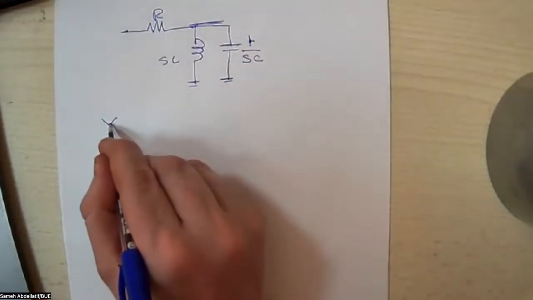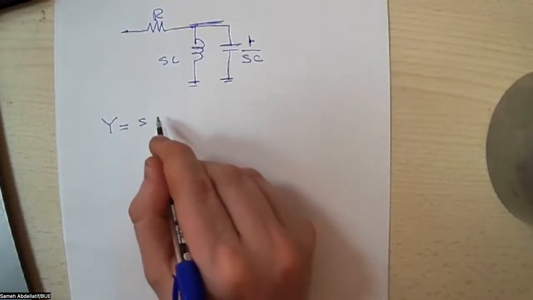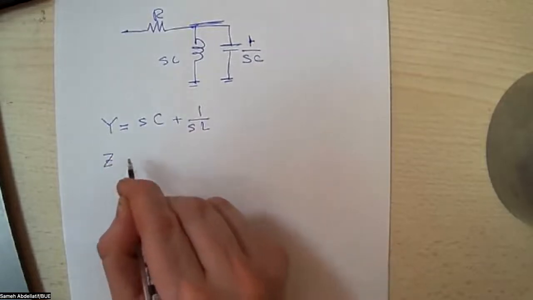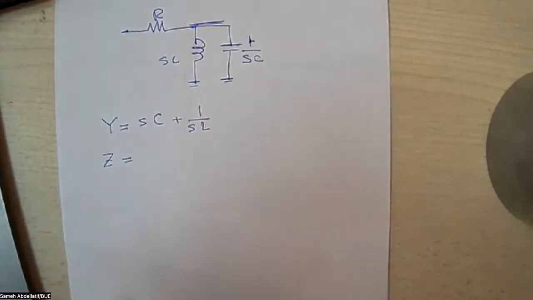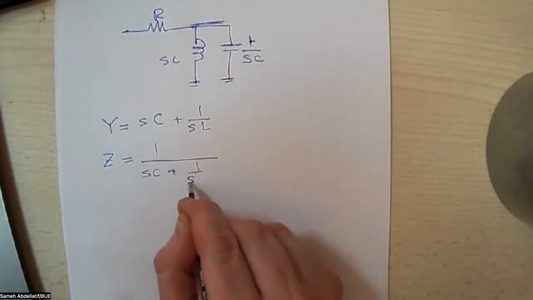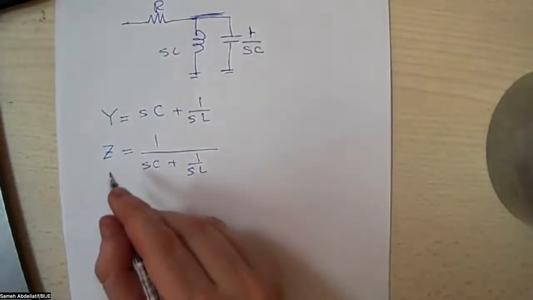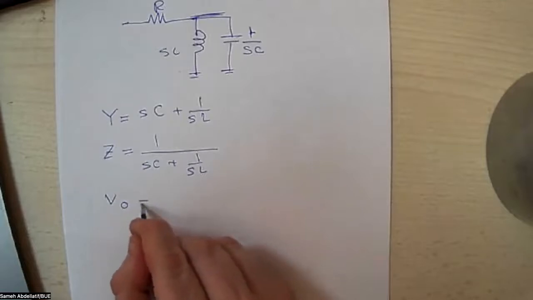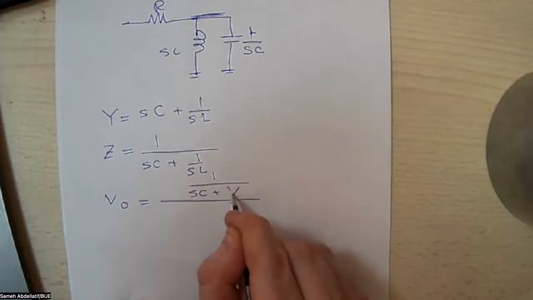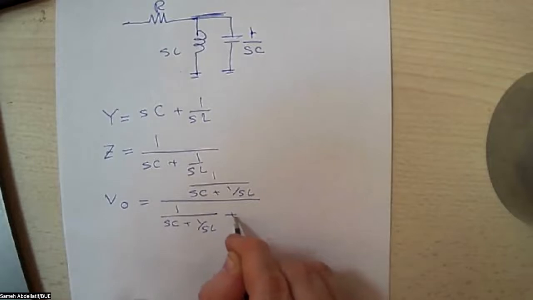So the admittance of this equivalent is Y equal SC plus 1 over SL. So the equivalent impedance of these parallel branches, this is my mistake in the previous section, will be 1 over SC plus 1 over SL. Now you can make a potential divider between the equivalent of this impedance and the resistance. So you will get that V output equals 1 over SC plus 1 over SL, over 1 over SC plus 1 over SL plus R.